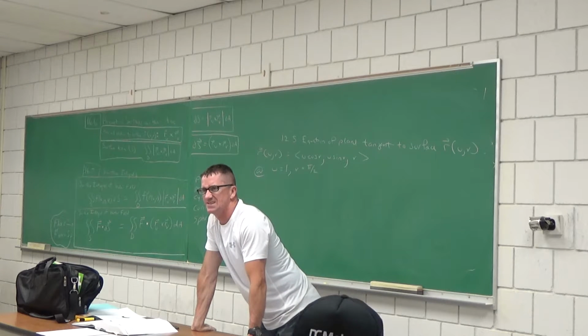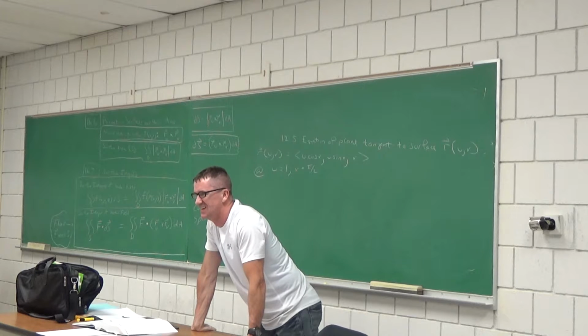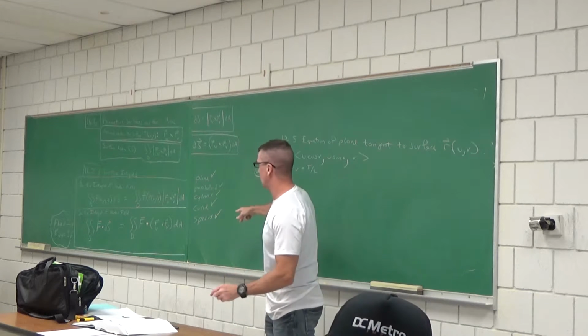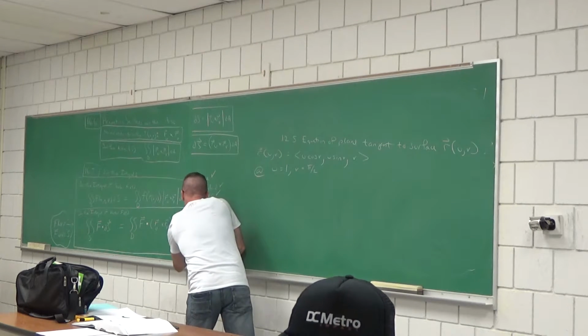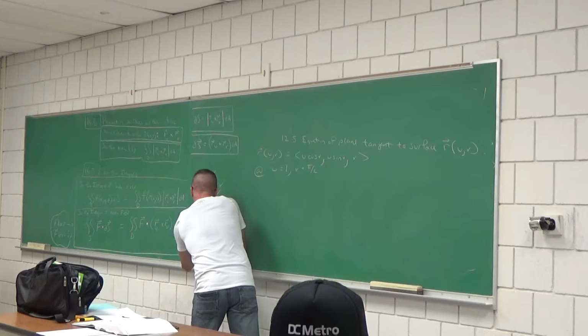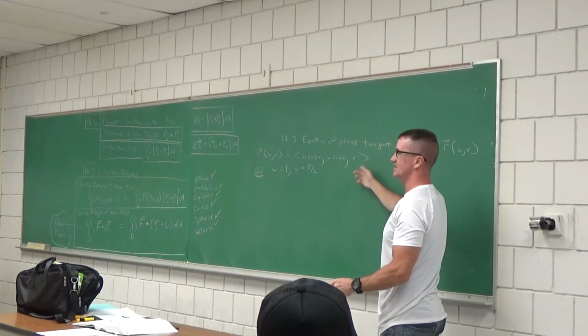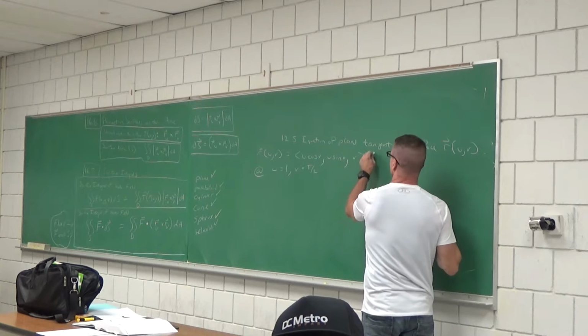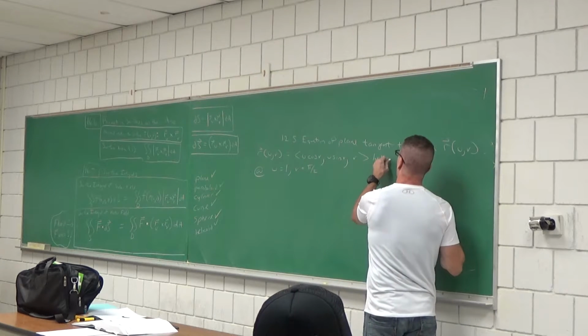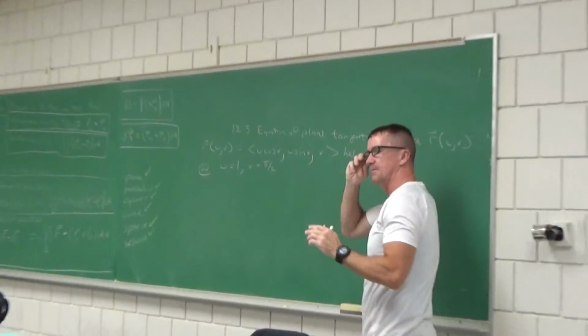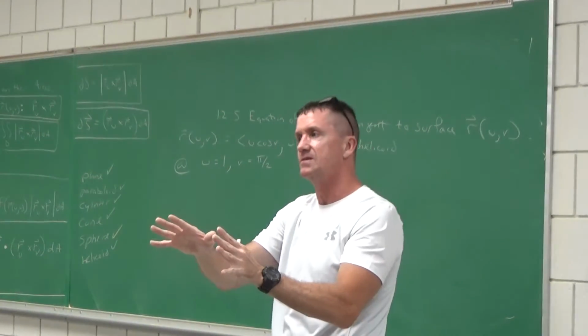Does anybody recognize that surface, by the way? Which one of these is it? Well, I could add one to the list. Helicoid. Does anybody recognize the surface? That's the helicoid. So this is a helicoid right here. And we're going to find the equation of some plane that's tangent to the helicoid.